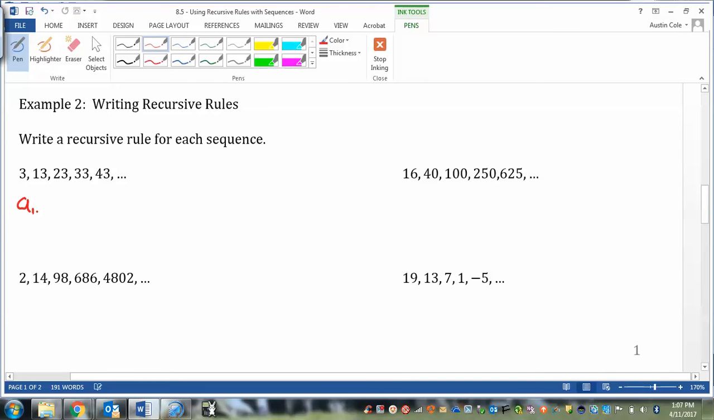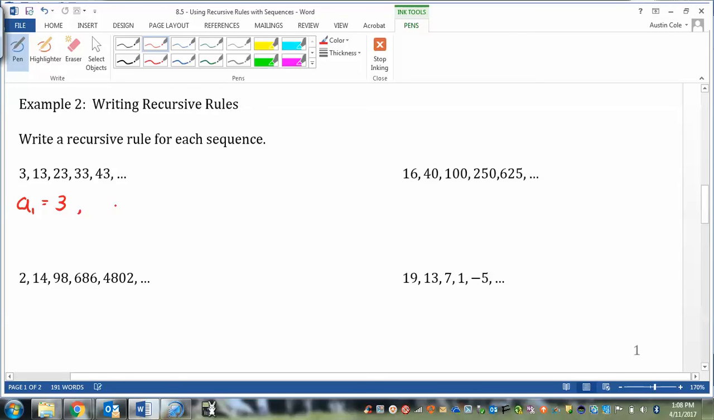Now, what we need to do is identify what a sub 1 is. So in a recursive rule, we need to identify what a sub 1, or sometimes it'll be a sub 0, is. And actually sometimes it will list more than one, and we'll talk about that here in a minute. But a sub 1 is 3. That just gives us our starting point, because in a recursive rule, we need to know the one before it to know the rest of the rule. So we have to identify what that is.